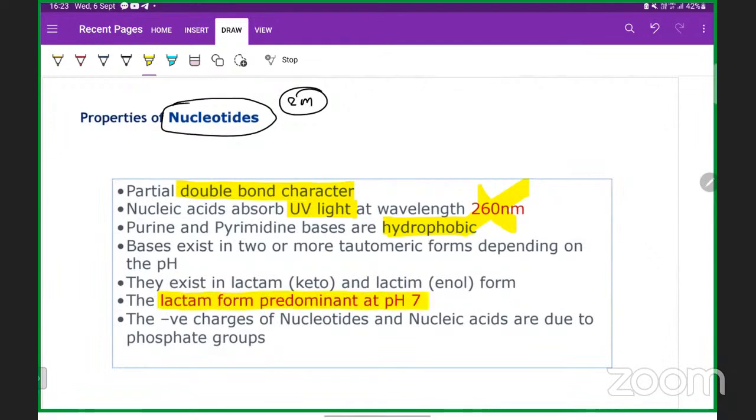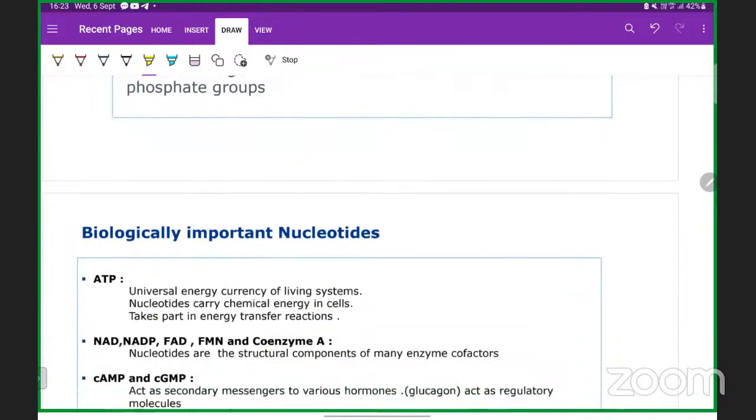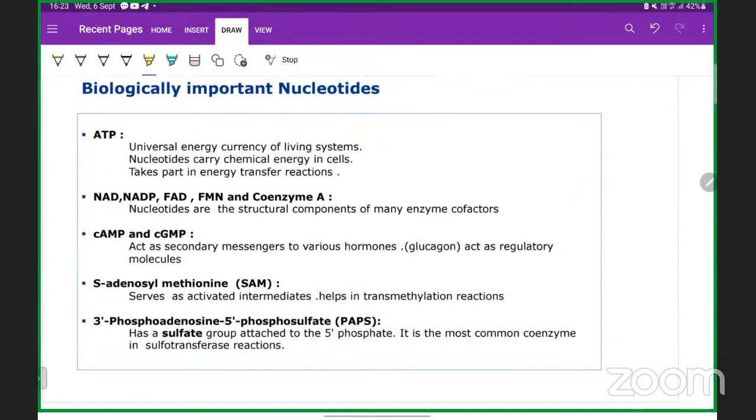So they form lactam group of molecule at pH of 7 at a neutral characteristic. Then what you have to understand is certain important molecules. What are those important molecules? Number one, ATP. I think everyone knows ATP is the basic energy of your body, the universal energy currency. You would have learned in your 11th and 12th standard. So they are going to give you the energy for all the processes which are going to occur. So ATP is going to give you the energy.